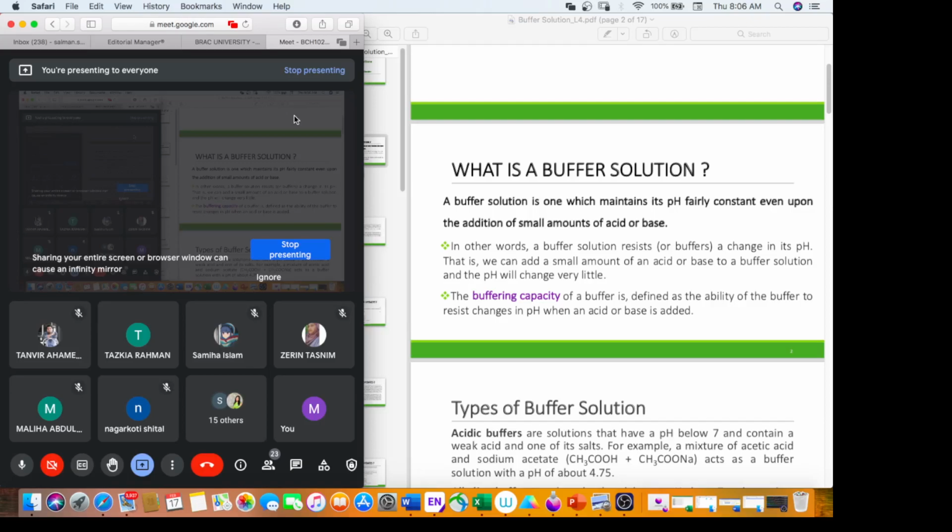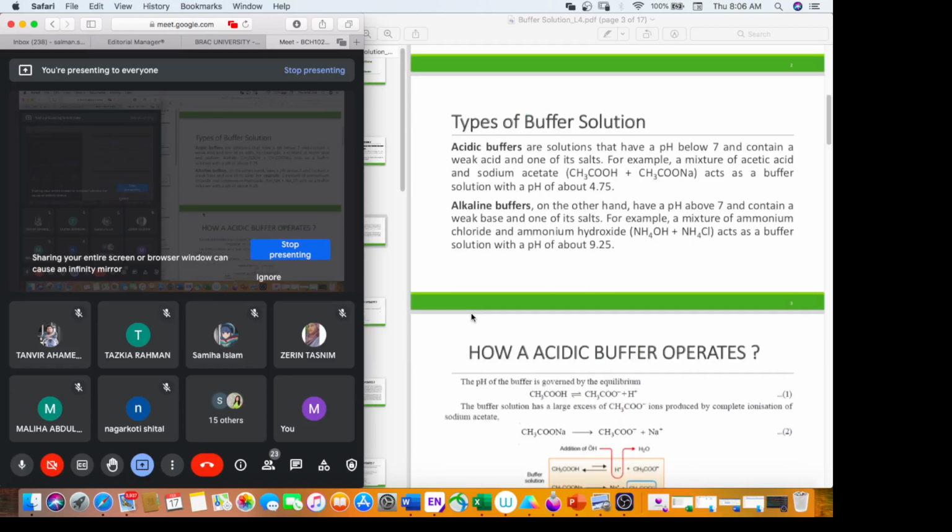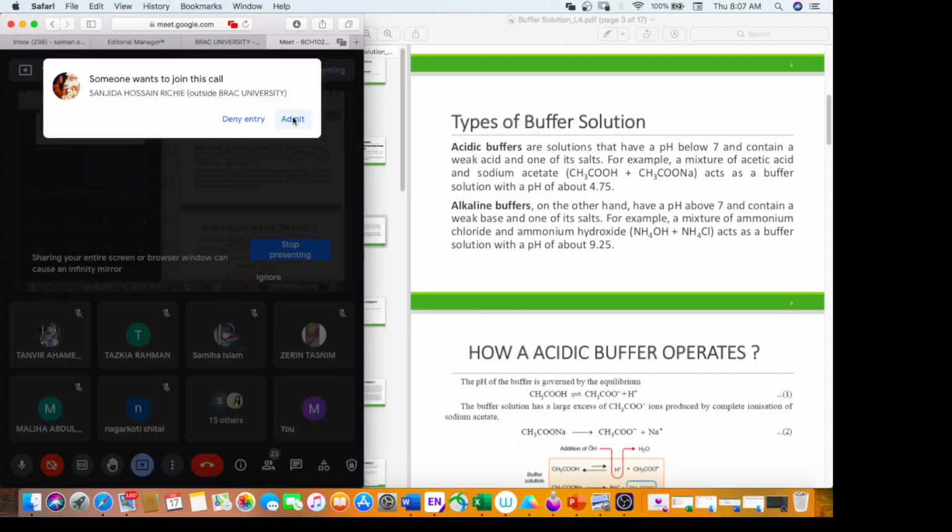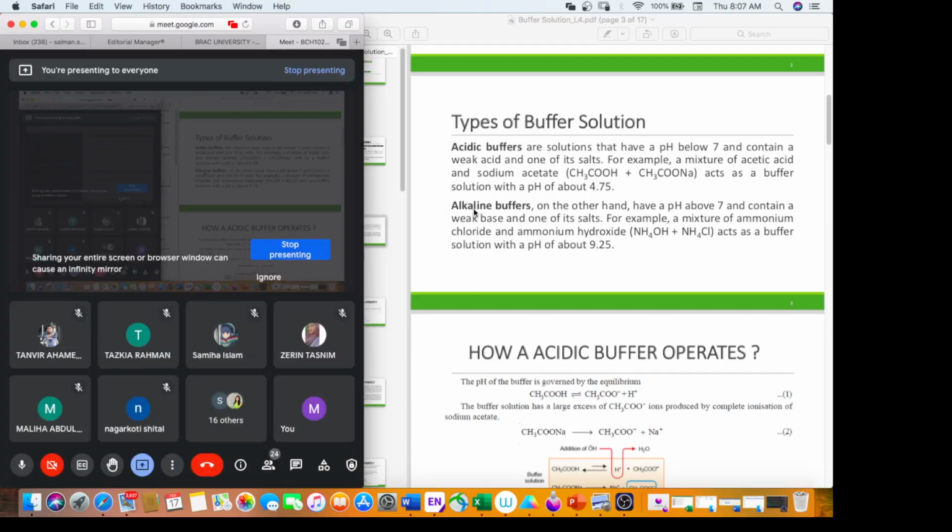Now, the types of buffer solution. Buffer solutions can be classified into two main types: acidic buffer and alkaline or basic buffer. Clear? Two types. Yes, sir. As it is an acidic buffer, the pH will be below 7, and as it is an alkaline buffer, the pH will be above 7. Okay, clear? The buffer pH.